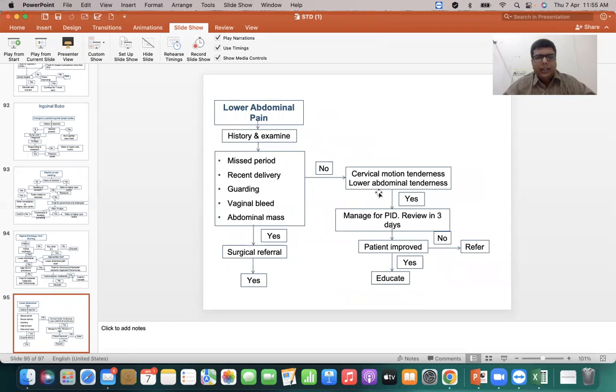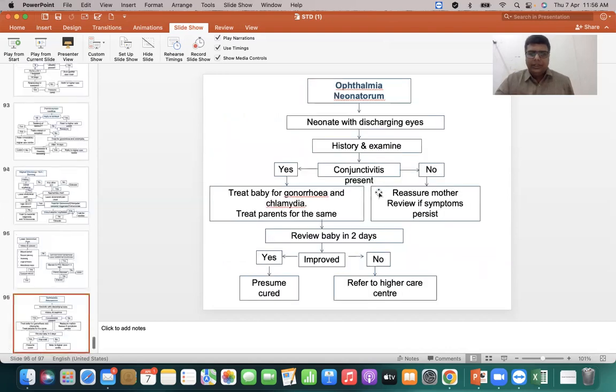Lower abdominal pain flowchart, history and exam. If there is a missed period, recent delivery, guarding, vaginal bleed, or abdominal mass, if one of these is present, then go for a surgical referral. If there is no such history, and if there is cervical motion tenderness and lower abdominal tenderness present, manage as pelvic inflammatory disease and review after 3 days. If the patient improves, then continue the treatment. If no, then refer the patient.